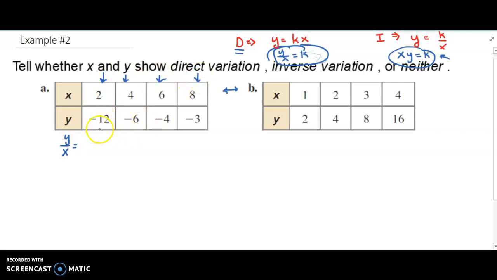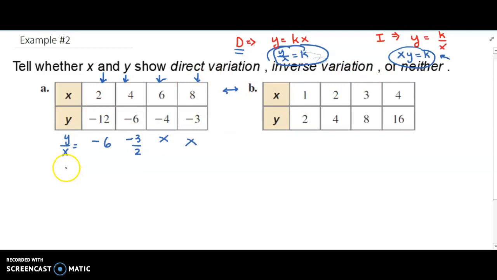Okay, so let's look at it. So y over x is negative 12 over 2. That's negative 6. Okay, y over x, negative 6 over 4 is negative 3 halves. Clearly, those aren't the same thing. So I don't even have to check these two because I know they're not direct variation. Okay, so now that I know they're not direct, I can see if they're inversely related.